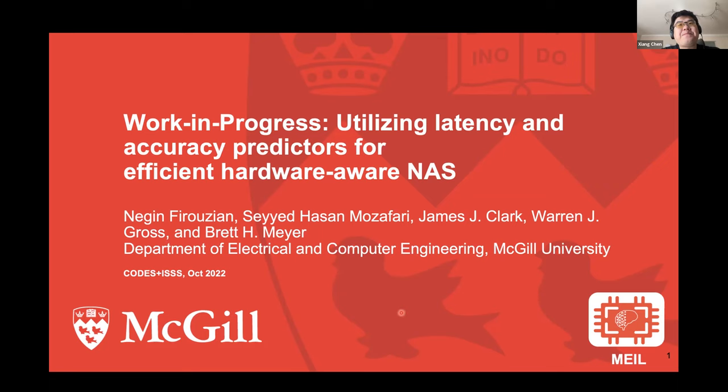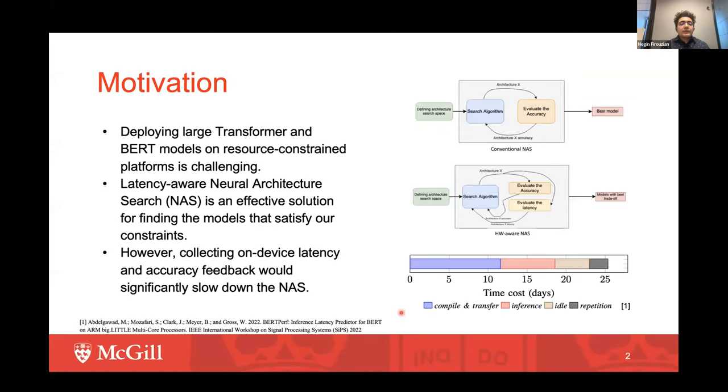Hello, everyone. I'm Nagin, a PhD student at McGill University. Today, I'm talking about our work in progress about utilizing latency and accuracy predictors for efficient hardware-aware NAS. During recent years, many of the state-of-the-art language models, such as transformers and BERT models, have become more and more complex, to the point that deploying them on a resource-constrained platform has become impractical because of their hardware limits.